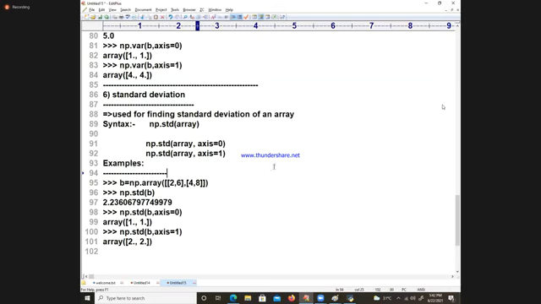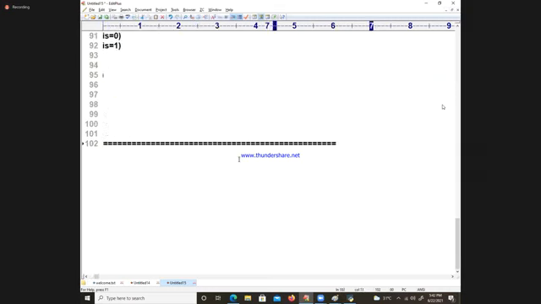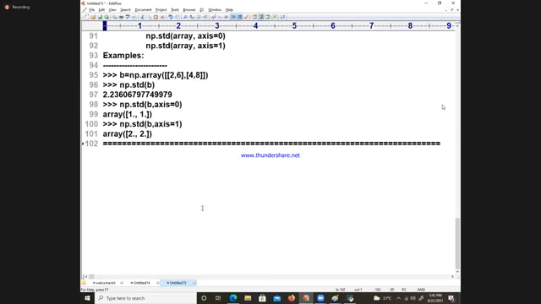Fine. So it is done. So we'll stop it now. This is the statistical functions of NumPy. So these all come under NumPy. So what else I covered here, which is very, very important.